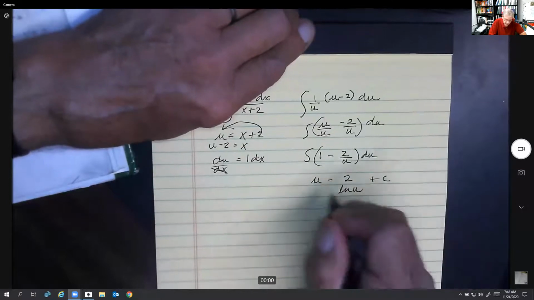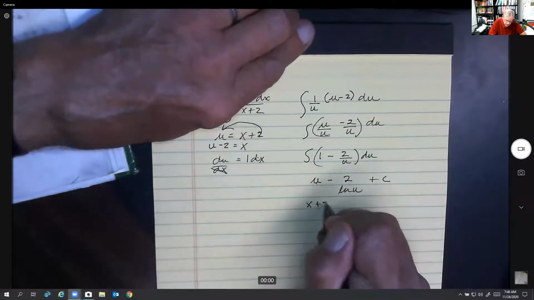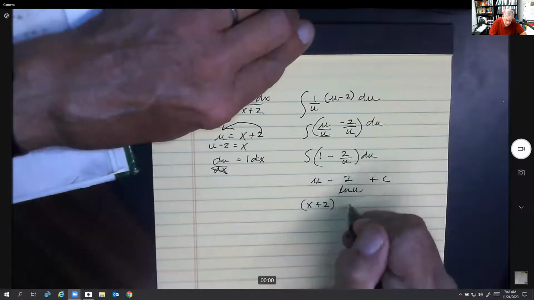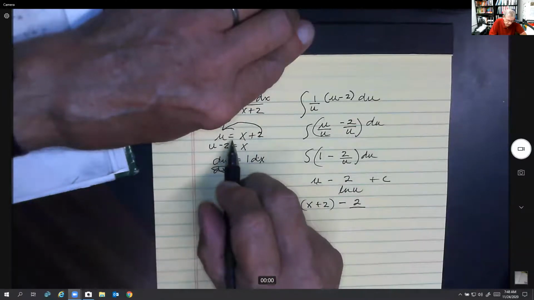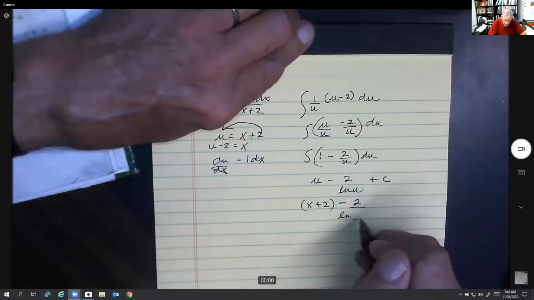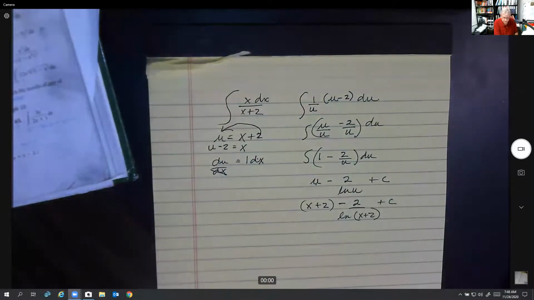So that would be the integration, but what does u stand for? Going back here, x plus 2, that quantity, you could put it in the parentheses, minus 2 over the natural log of u, which is the natural log of x plus 2 plus c. That would be my answer. At least that's what I came up with. It was a little different from the book. They got the x plus 2. Something's not jiving.